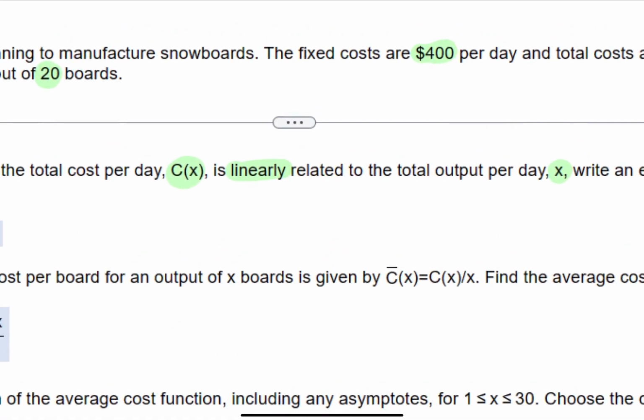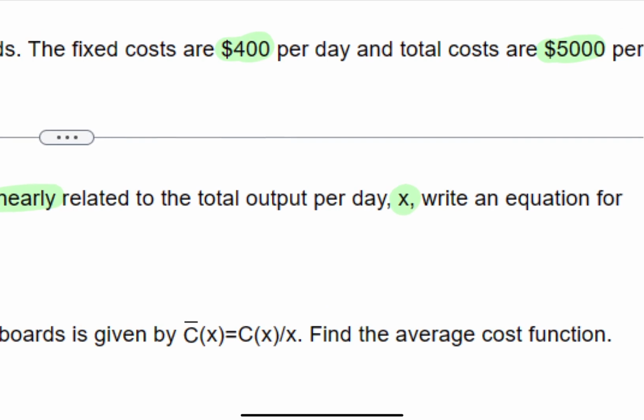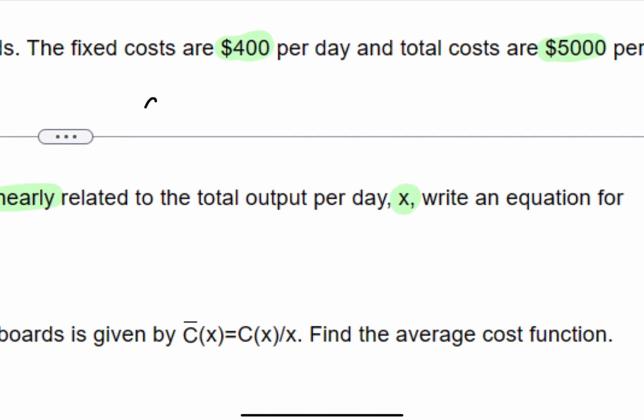So let me expand this one so you can see much more clearly. They're asking me to write the cost C of x in terms of x. So 400 is the fixed cost. So there will be 400 no matter how many units you produce. Plus, let B be the cost per unit and x be the number of units.